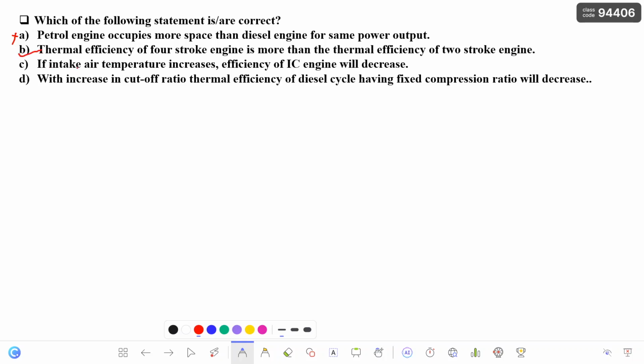If the intake air temperature increases, the efficiency of the IC engine will decrease. I think you might not have covered this one; you will be covering it very soon. This process is generally called supercharging. What is supercharging? What we do is we provide pressurized air into the cylinder.